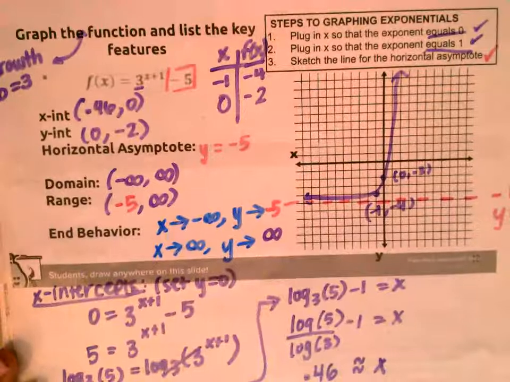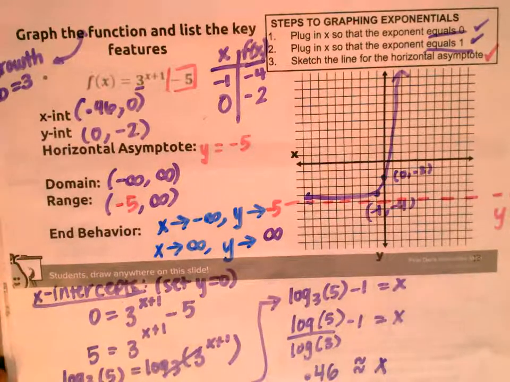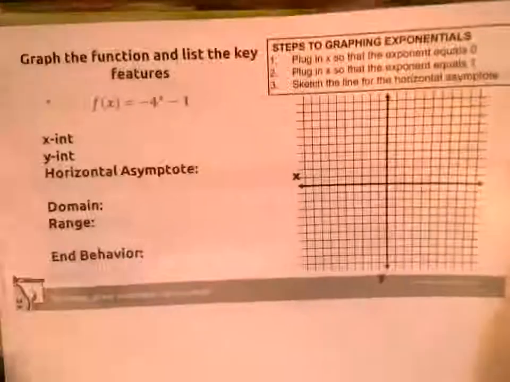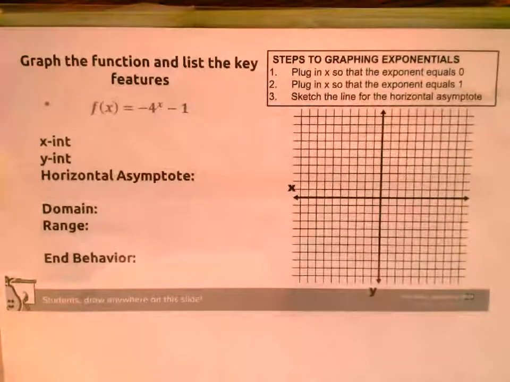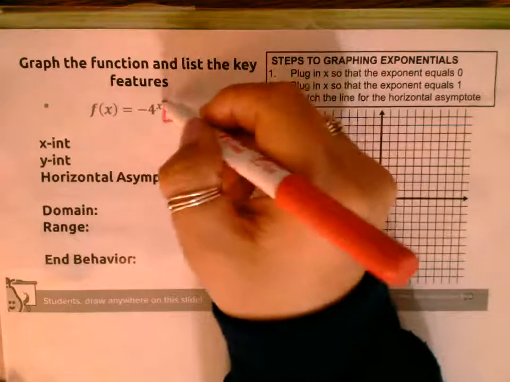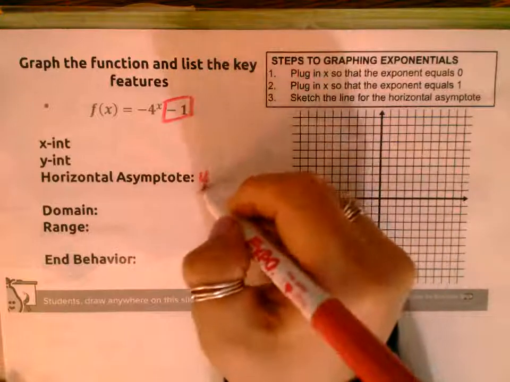Another one to go. Let's continue on, shall we? So the next example I have for you guys is actually -4 to the x minus 1. Again, we're going to graph this function and list the key features of it. Just like last time, we do know a few things right off the bat. I do know that -1 is the horizontal asymptote.